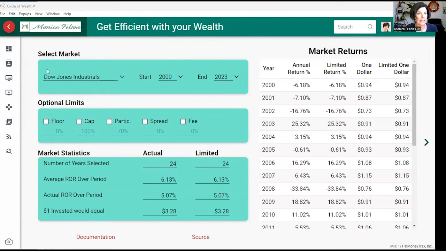I have a fun calculator here that tells me all the market returns, the actual market returns. I'm going to use the indices, the Dow Jones Industrial Average from 2000 to 2023. And what we can see here is the number of years we've selected are about 24 years. Your average rate of return during that period has been 6.13%. That is your average. Your actual rate of return has really only been 5.07%. In actual, you'll see that we're putting in every single market return from the Dow Jones Industrial Average into this account. And I'm going to show you why average versus actual is really a very big difference.